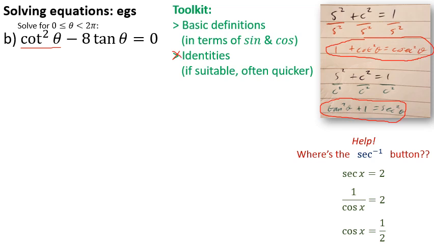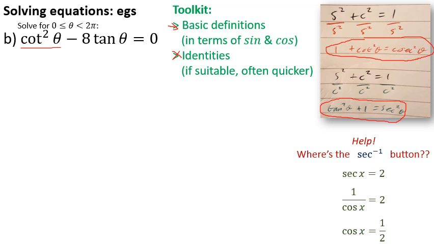Instead, we're going to have to resort to the more fundamental basic definitions version. So let's try that. Let's break it apart into its component pieces and see where we get to. I should mention this is not the only way to do this. It's possible in this case, certainly, to rewrite cot squared as 1 over tan squared, and then the entire thing turns very quickly into a cubic involving tan.